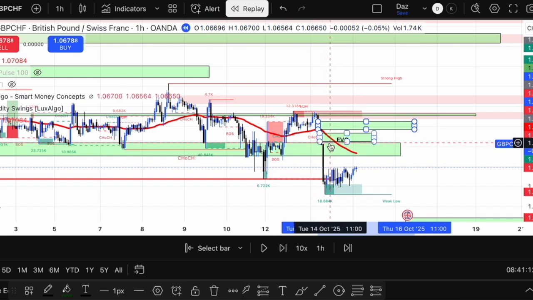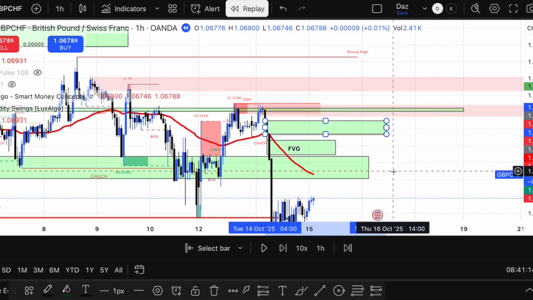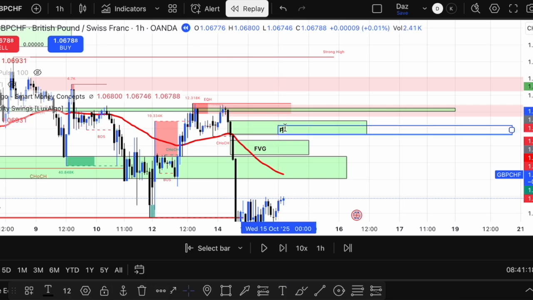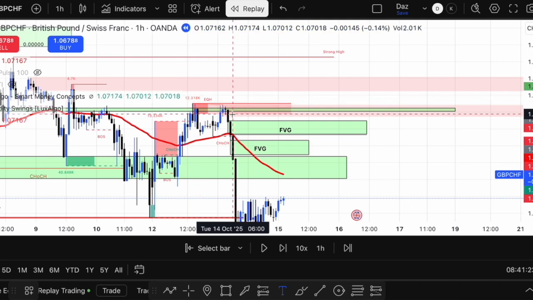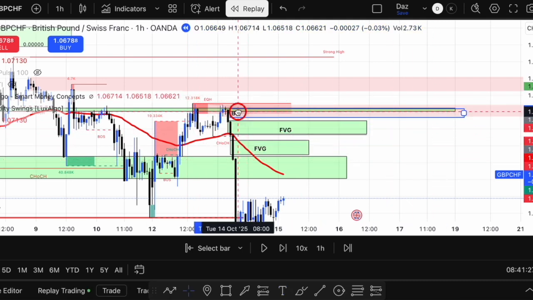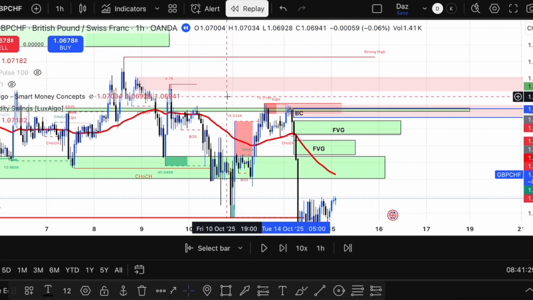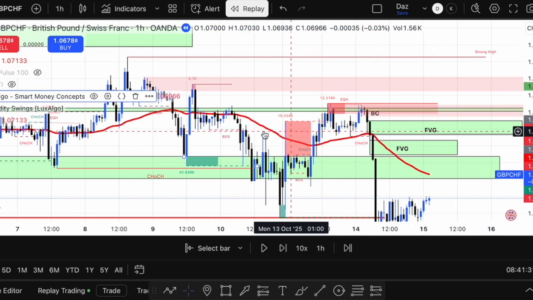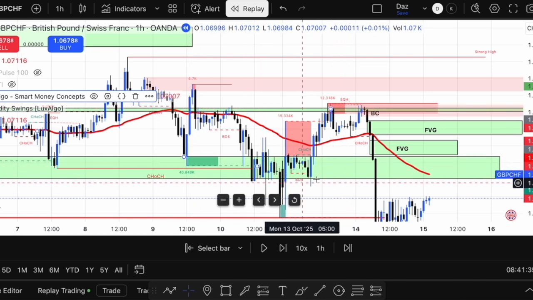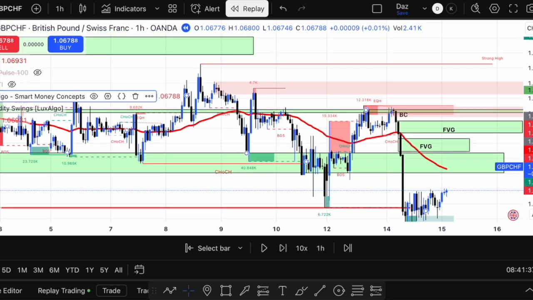Okay, and then you've got a banker's candle on the 1 hour up here as well, so we can see the fair value gap. And then you've got a banker's candle here, banker's candle. All right, and then you've got a small fair value gap there as well, but it's filled in there, so that's fine. So yeah, that's basically it.